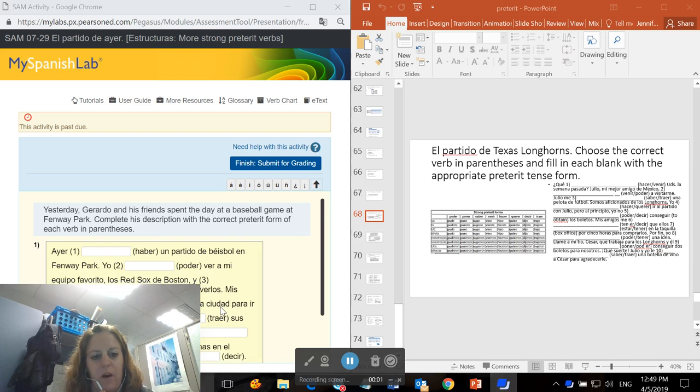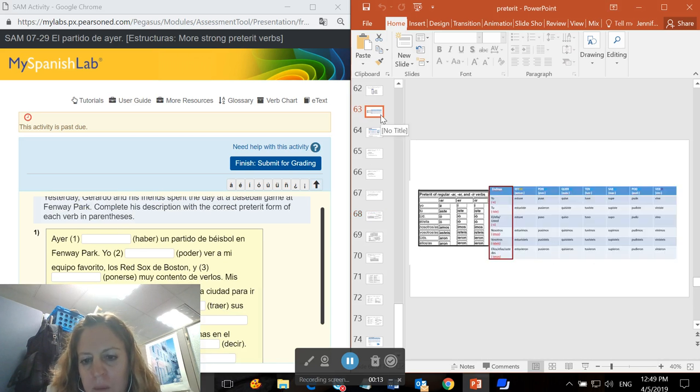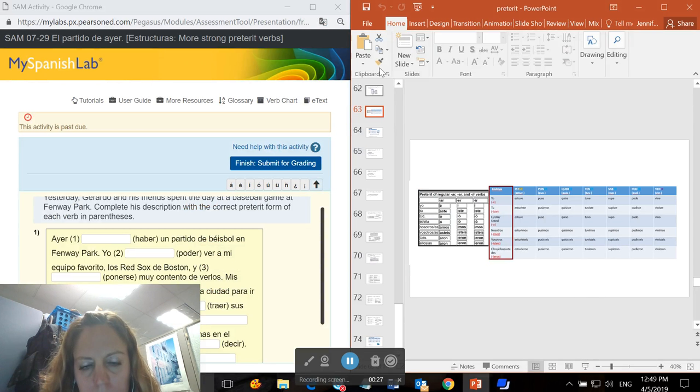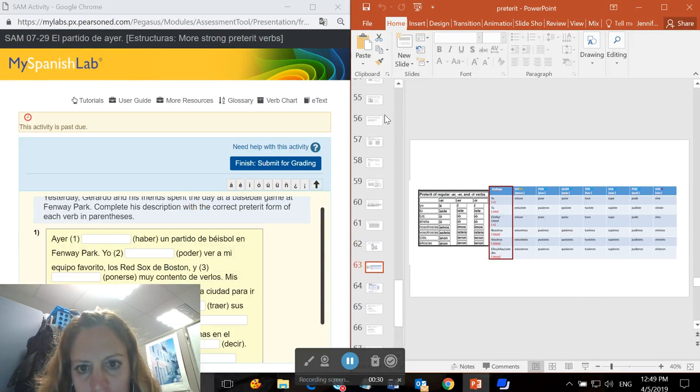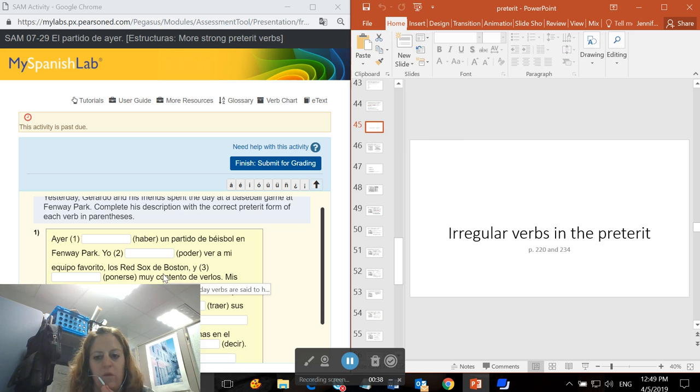Okay, so it looks like you wanted help with 729 and 730. Remember I had done the PowerPoint for you guys with your irregular verbs. When you're dealing with the irregular verbs, I just want to get back to where I told you the page numbers. Okay, so these irregular verbs, the ones you're using over here, you can find on page 220 and 224 of your text.